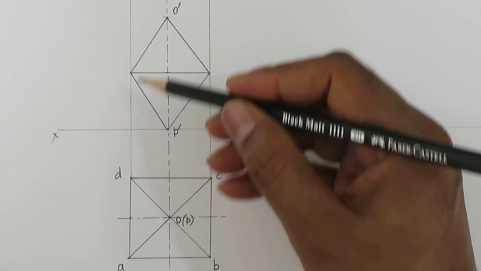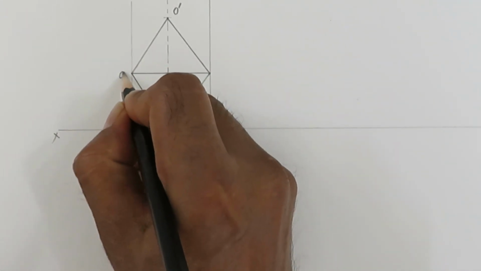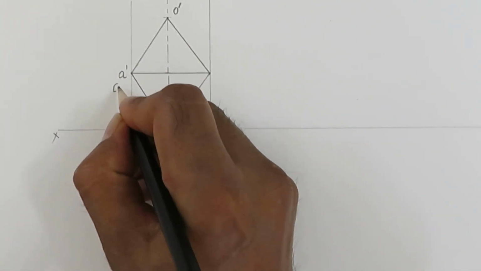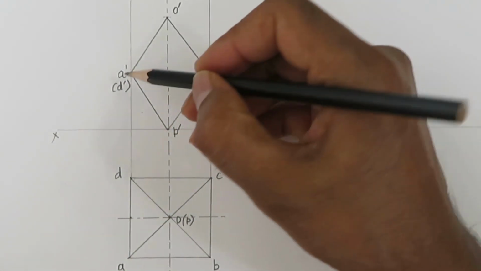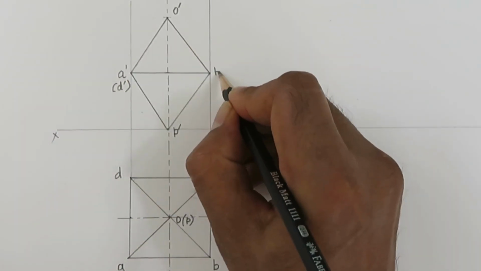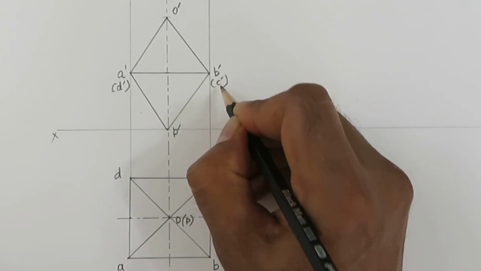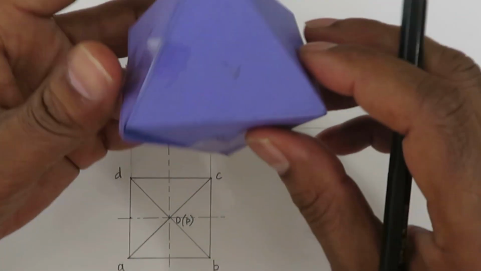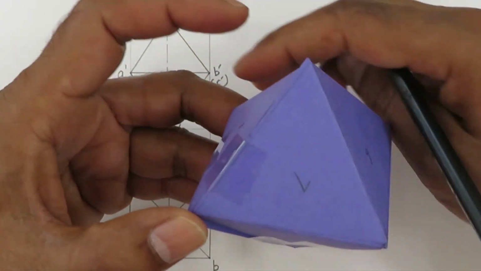And we should identify A, B, C, D. So here we have got A, and D we will write within bracket. So D is inside. Similarly here B and C is not visible, it is inside. So it's something like this. So we are looking at A, B, C and D.